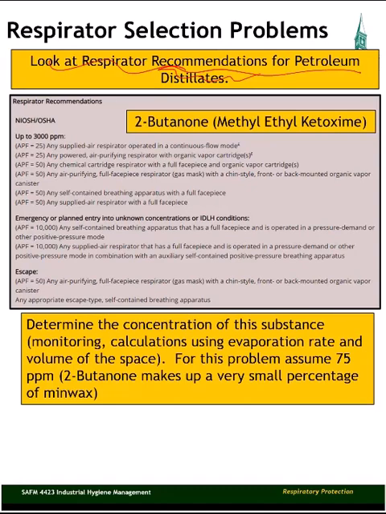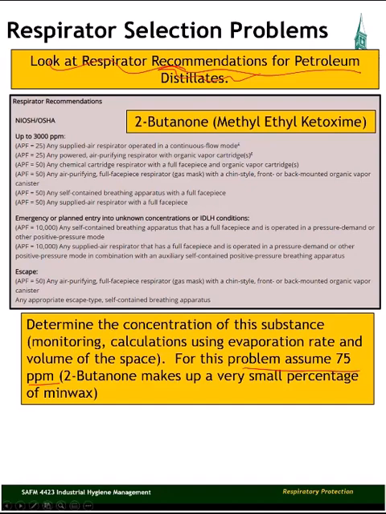Okay, we need to determine the concentration of this particular chemical. For our purposes, let's assume 75 parts per million. Remember, this is only 0.4% by volume of the Minwax that was being used. Just less than 1% of the Minwax was this 2-butanone or the methyl ethyl ketoxime. So let's assume 75 parts per million. When we do our calculations, we do our sampling, our monitoring, 75 parts per million.